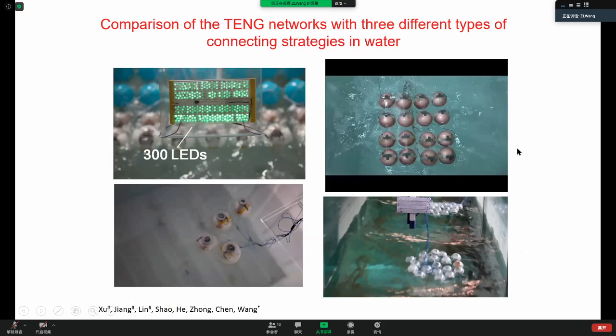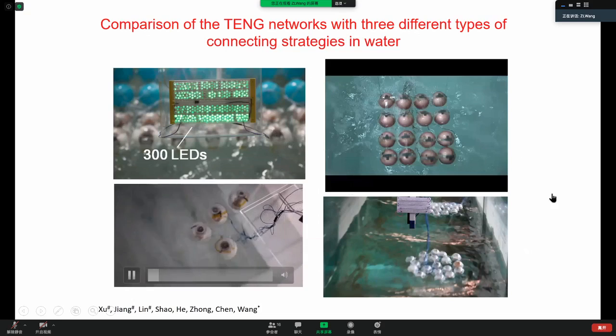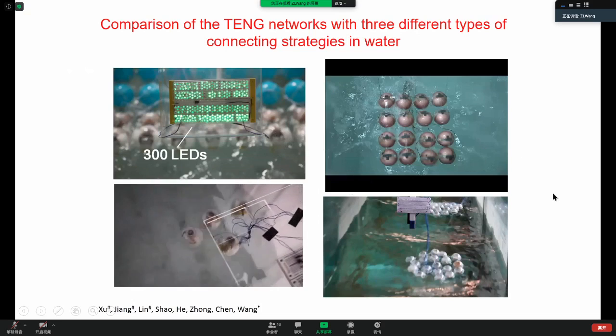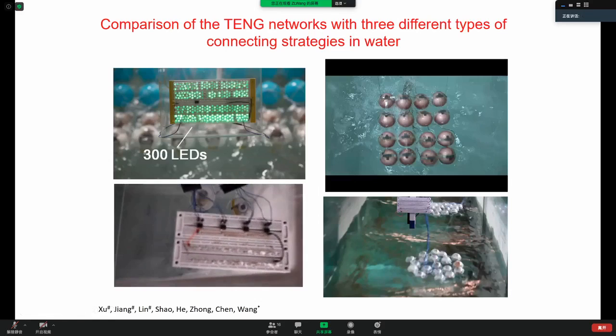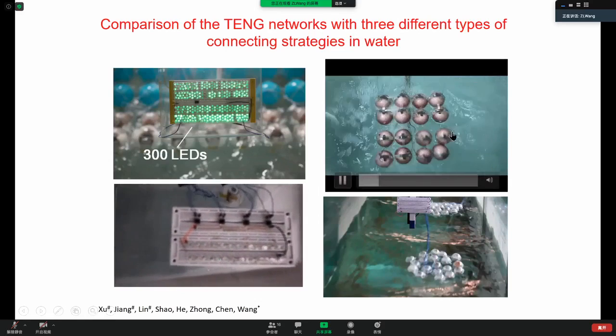Then we make this one. You can see this is the power generator here. You can see it in the water. Okay, you can put it in the water.